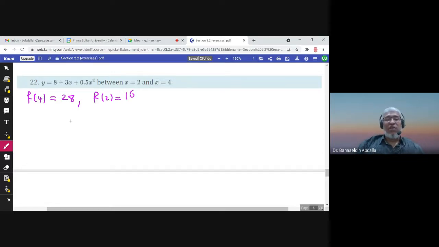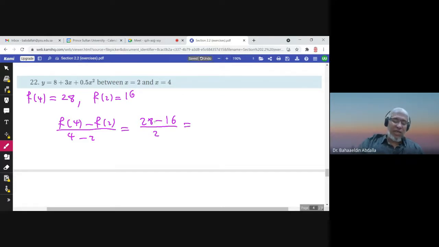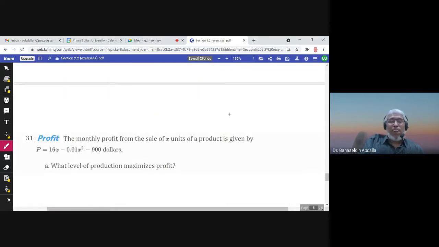So the average rate of change would be f of 4 minus f of 2 over 4 minus 2. So f of 4 is 28, f of 2 is 16, 4 minus 2 is 2, and 28 minus 16 is just 12. So 12 over 2 is 6. So this is the average rate of change of the function from 2 to 4.